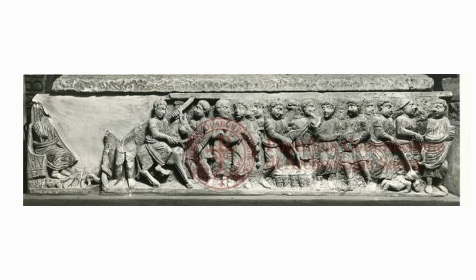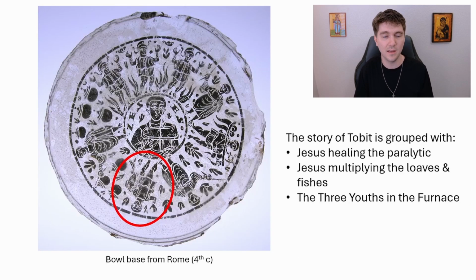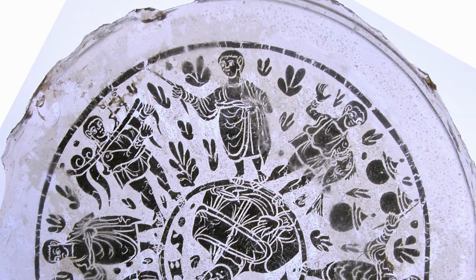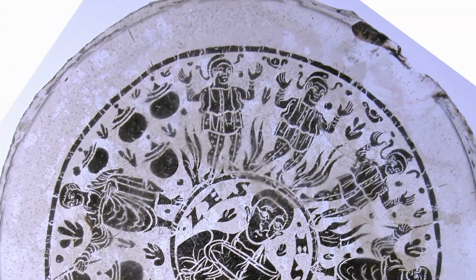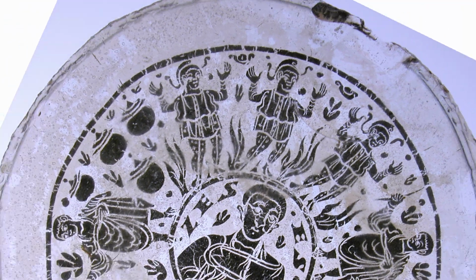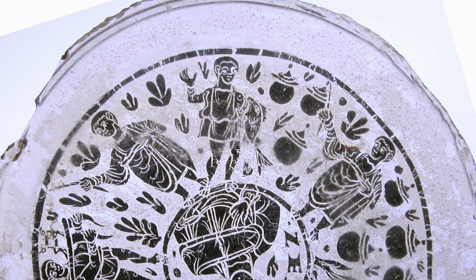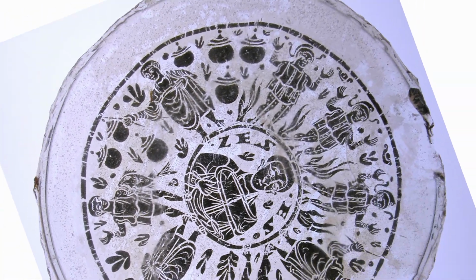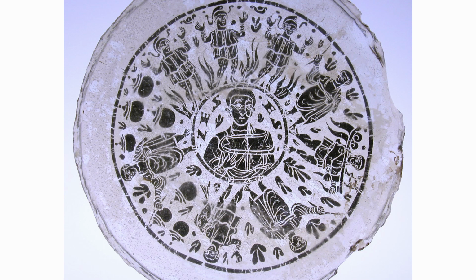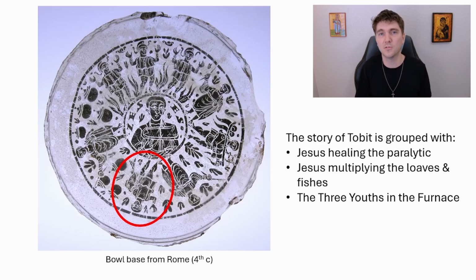But this is not an isolated instance. There's other ones. We have the bowl base from Rome. This is the bottom of a bowl that was discovered in Rome. It dates to around the 4th century. And we have Jesus healing the paralytic on here. We have Jesus multiplying the loaves and fishes. We have the 3 youths in the furnace. And along with all of these stories, there's Tobit, and he's got that fish. And this is in a circle, all presented as biblical themes and biblical stories. So it doesn't seem to be treated as if this were apocryphal or second class or something like that, but it's presented as just another biblical story by the early Christians.